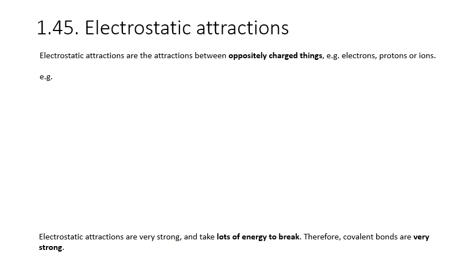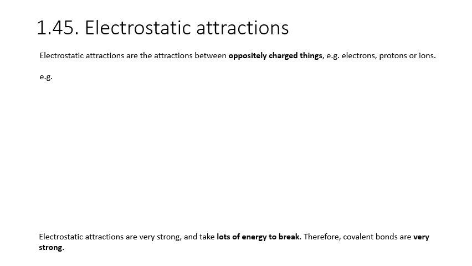Okay, now before we go into dot and cross diagrams further, we need to look at electrostatic attractions, because for 1.45 you need to know how electrostatic attractions relate to the formation of covalent bonds. If you remember, in ionic bonding, there are electrostatic attractions between the positively charged ion and the negatively charged ion, and that formed a strong bond. In this case, it's slightly different.